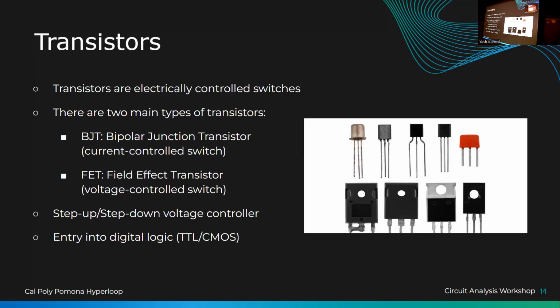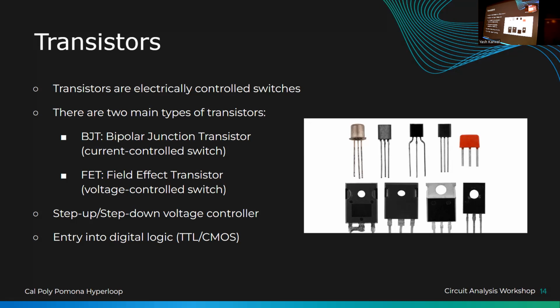For example, if you send a noise or a signal right here, and you want that signal to be broadcasted, you can use another source of power to help with that. So just send a signal in right here, and then it will be amplified. So that's what a transistor is.